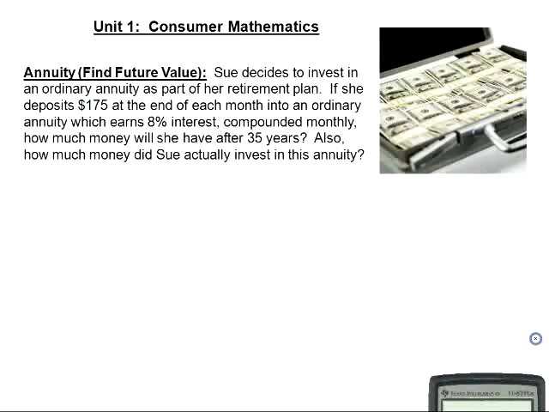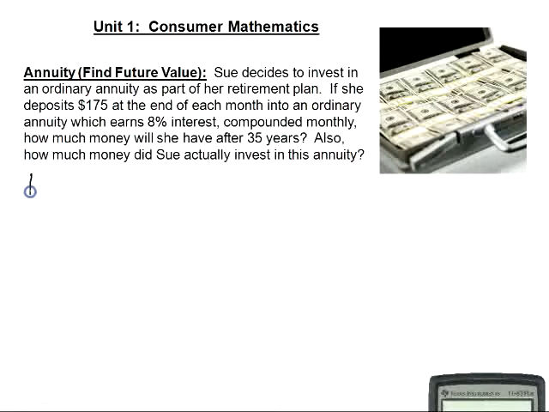Sue decides to invest in an ordinary annuity as part of her retirement plan. If she deposits $175 at the end of each month into an ordinary annuity, which earns 8% interest compounded monthly, how much money will she have after 35 years? I'm also kind of curious as to how much money Sue actually invested into this annuity. Well, first let's find out how much money she'll have after the 35 years.